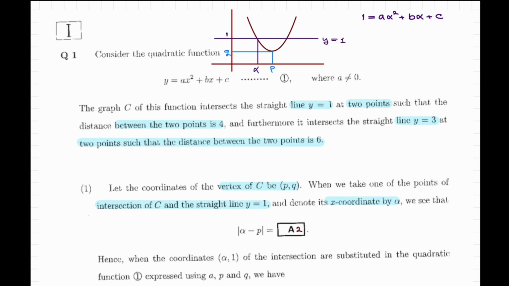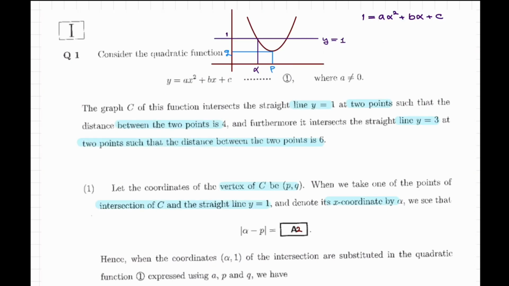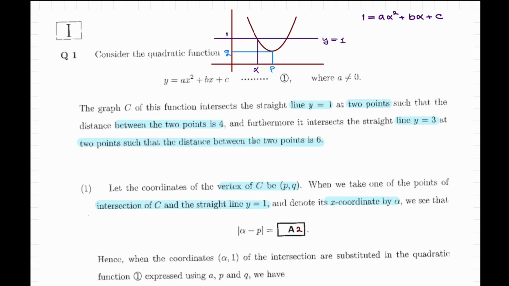We need to express this in terms of a, p, and q. So I need to get rid of b, I need to get rid of alpha as well, and also I need to get rid of c. Since I need to get rid of alpha, b, and c, I need one more equation, I think.